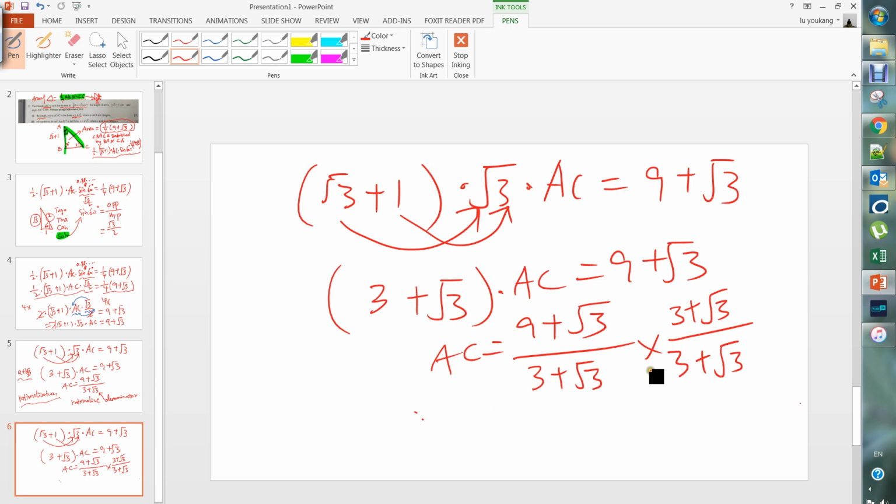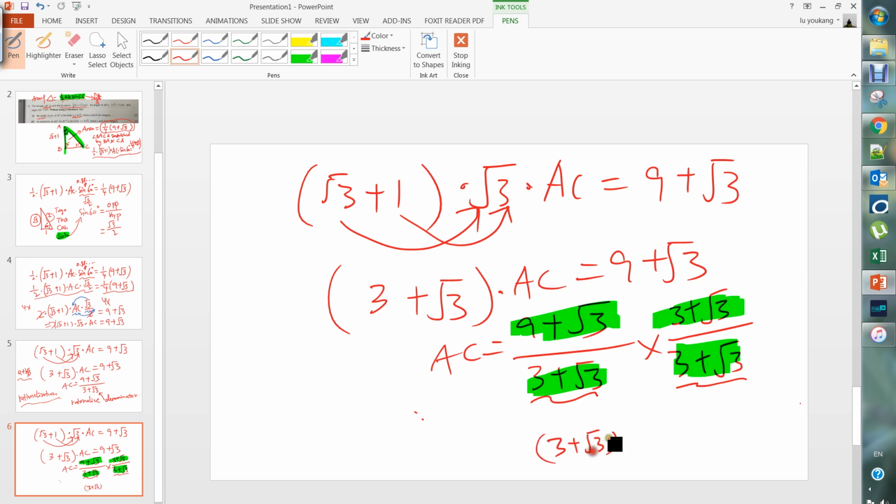So if you times this one, fraction times fraction, it means top times top, and then bottom times bottom, right? And then you will realize your denominator, you will end up with what? You will end up with this. And then this will give you what? This will give you 9, and then this. Okay? And this is not what you want, right?